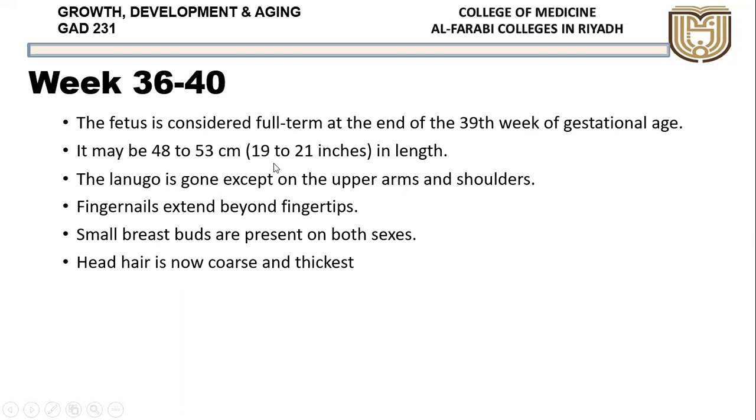Now it has reached almost 19 to 21 inches, and the lanugo hairs disappear in all parts of the body except the upper arm and shoulder. The head hair has grown much larger, longer, and is coarse and thick. The fingernails have developed beyond the fingertips, and even the small breast buds can be seen in both the male and the female. So all these are the stages.